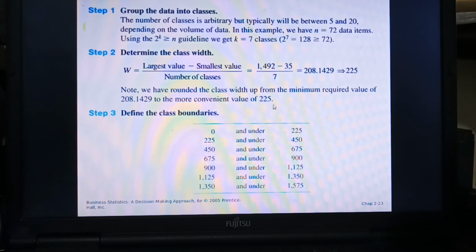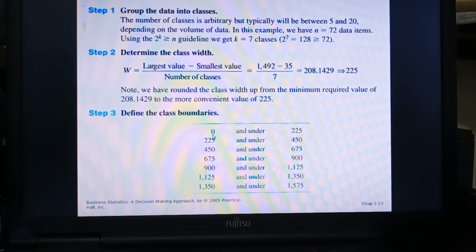Why 222 instead of 208 plus something? Again, experience will tell you that, like coming up with the number of classes. It comes with experience. Step 3, define the class boundaries. So the researcher has decided on 225 instead of 208 or 209.